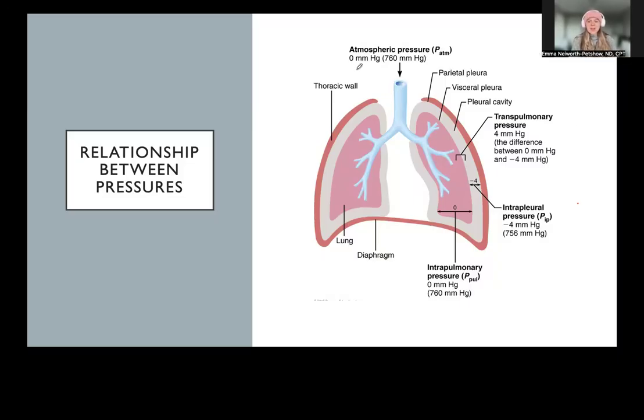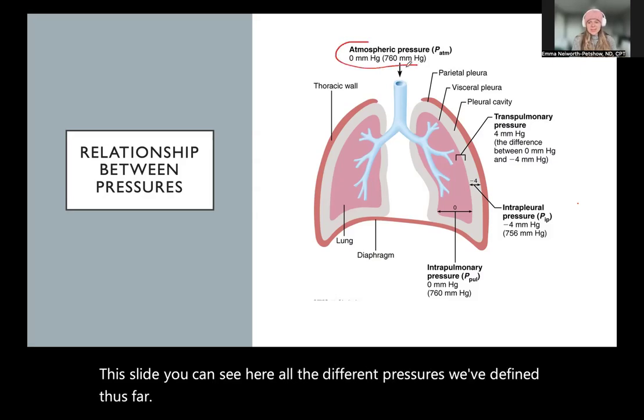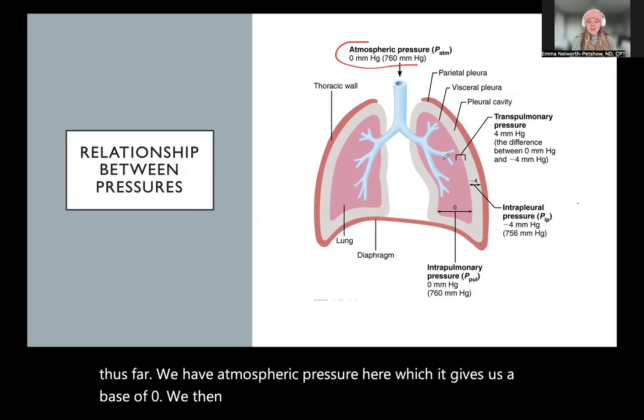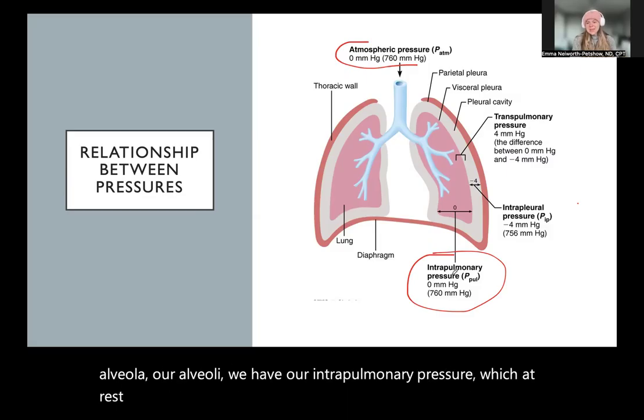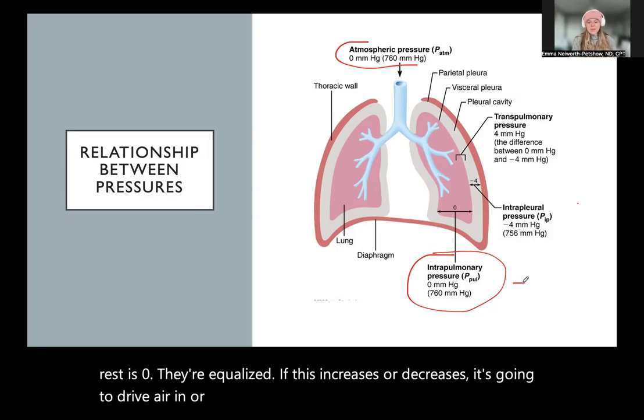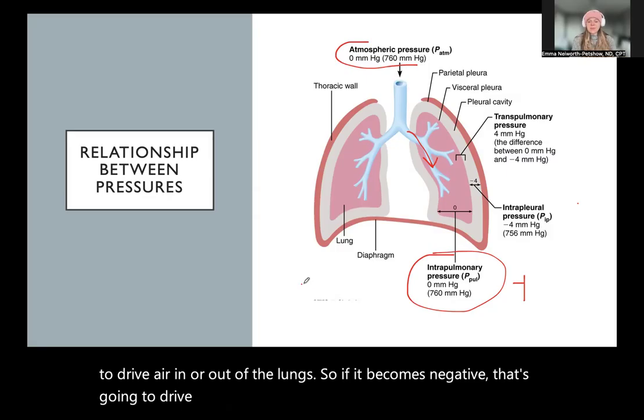On this slide, you can see all the different pressures we've defined thus far. We have atmospheric pressure here, which gives us a base of zero. We then can go inside the lungs and inside our alveoli, where we have our intrapulmonary pressure, which at rest is zero. They're equalized. If this increases or decreases, it's going to drive air in or out of the lungs. If it becomes negative, that's going to drive air inward. If it becomes positive, that's going to drive air outward.